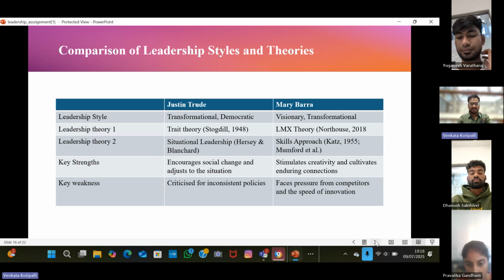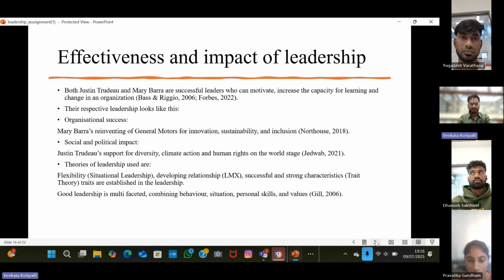Weaknesses: according to Justin Trudeau, criticized for inconsistent policies. According to Mary Barra, faces pressure from competitors and the speed of innovation. Coming to the effectiveness and impact of leadership, both Justin Trudeau and Mary Barra are successful leaders who can motivate and increase the capacity for learning and change in an organization. Their respective leadership looks like this.